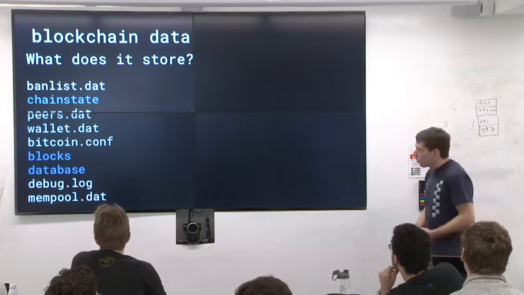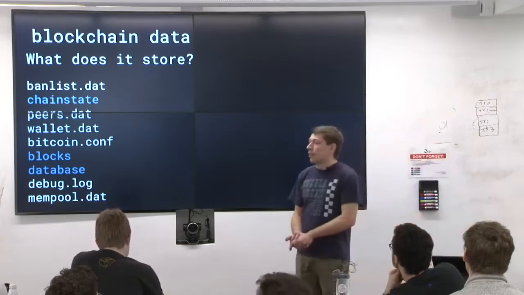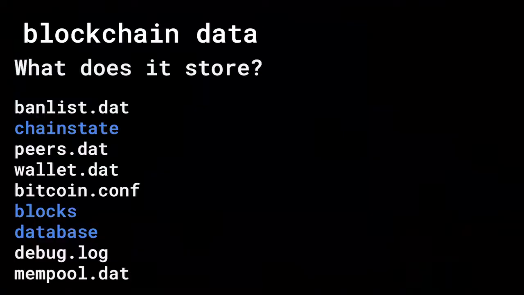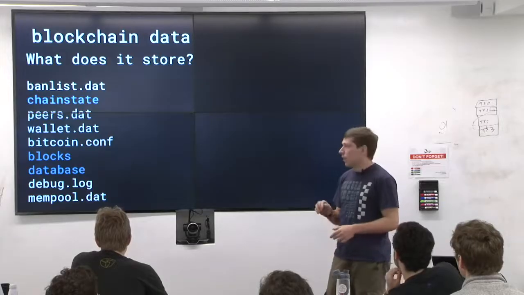So I'll go through, in practice, if you go to your Bitcoin node, what does it actually store? If you just go to your Bitcoin folder, which in Unix-type OSs is like home directory /.bitcoin.